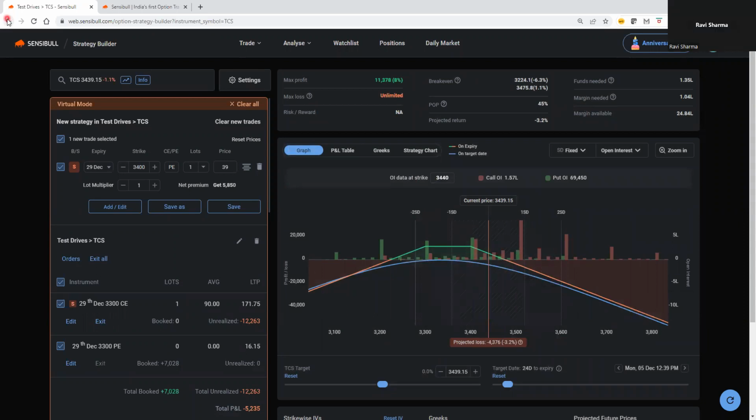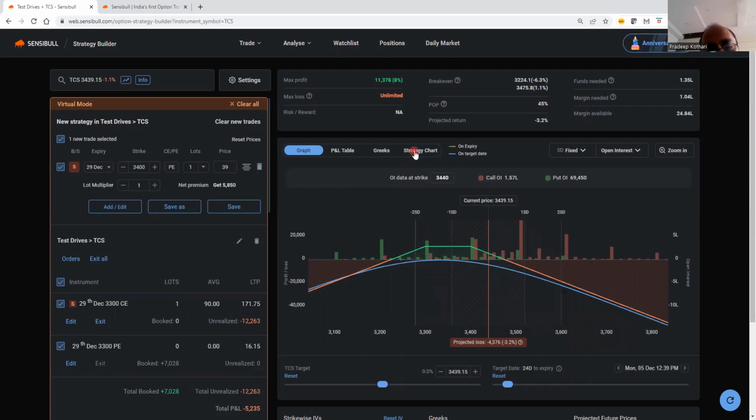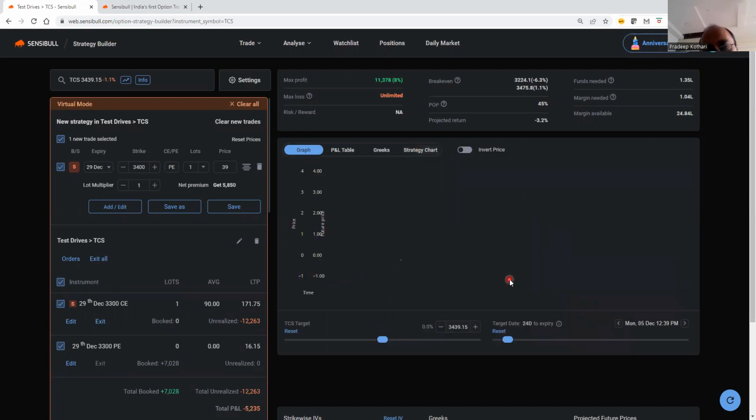Ganesh sir, one second. There is one option called strategy chart. Can you please go there? There is one blue line over there, just next to Greeks. I have one question on this from Sharma ji a minute ago: can we have two different expiry dates in the P&L chart?